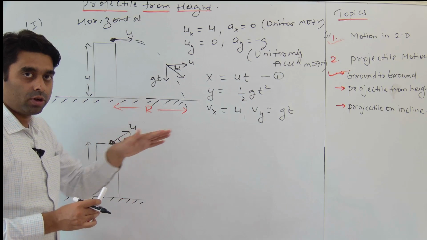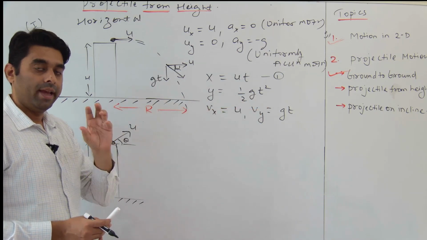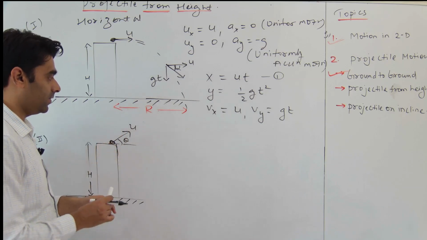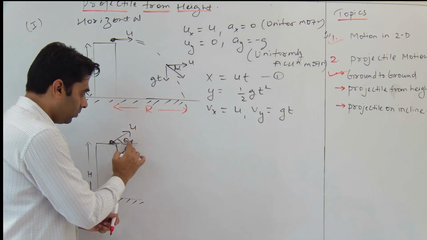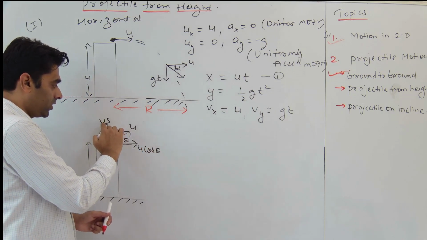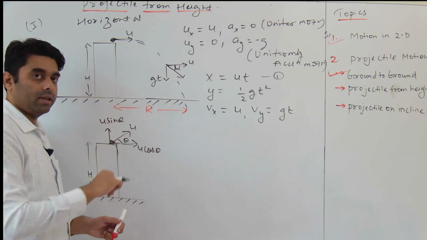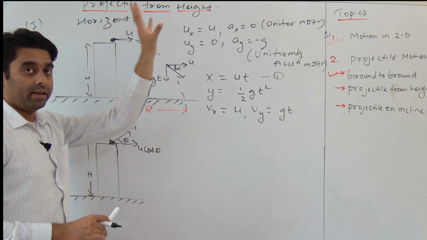Still horizontally it is uniform motion, vertically it is uniformly accelerated motion. Everything remains same. The thing that has changed is that there is some initial velocity in y direction. So we can take components: this is u cos theta and this is u sin theta. And in y direction an initial velocity has come, which is u sin theta, in upward direction, because the angle is upward.